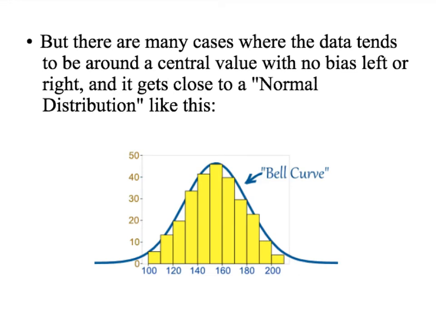But there are many cases where the data tends to be around a central value with no bias left or right, and it gets close to a normal distribution like this. This is also called the bell curve. Lots of things in the real world fall on the bell curve. People's height, people's weight, people's IQs. Lots of people fall into this curve.